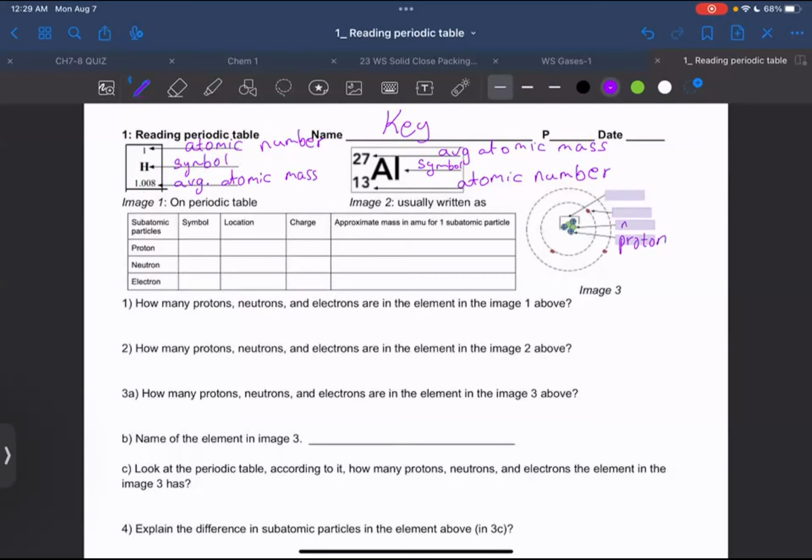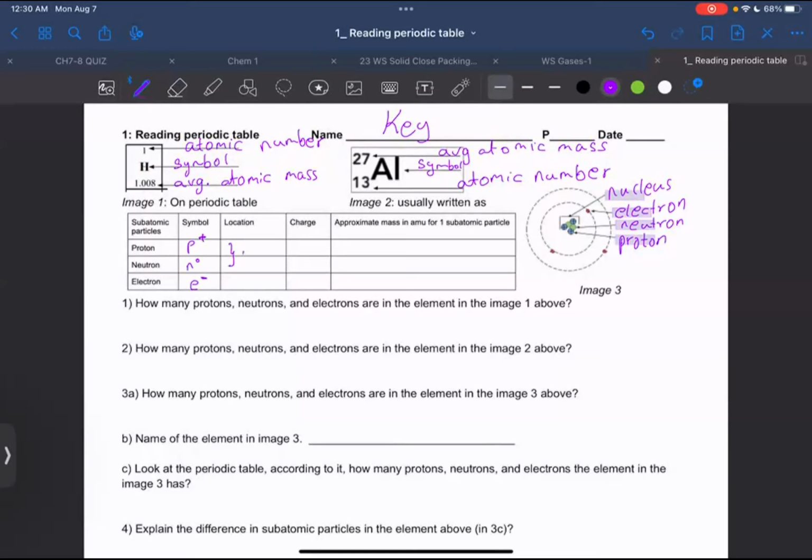The one with no charge is a neutron. Protons and neutrons together make up the nucleus. And the little negatively charged particle that's circling around is the electron. Proton is usually symbolized P plus, neutron N0, and electron E minus.